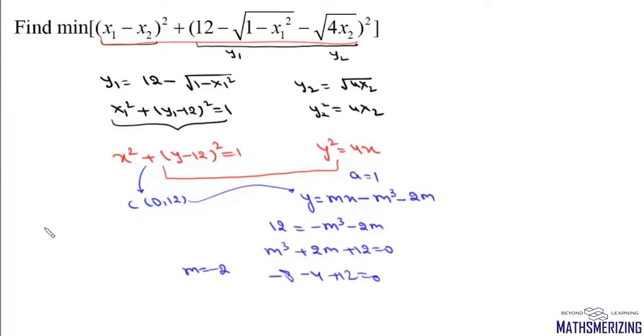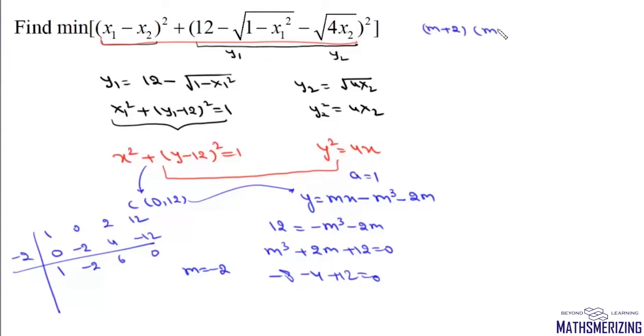So that means one of the roots is minus 2 and we can use synthetic division. So this is minus 2 and it is 1, 0, 2 and 12. So it is 0, 1, minus 2. So it will be minus 2, 4, 6, minus 12, 0. So we can write this equation as (m plus 2) and then (m square minus 2m plus 6) equals 0. Now for this equation, there's no real root. So the only value of m that we'll get here is minus 2.